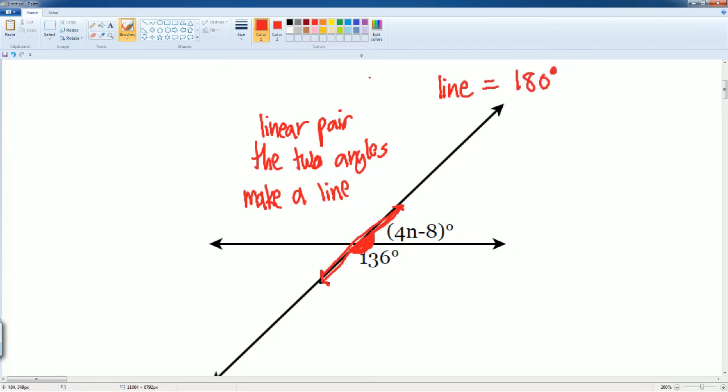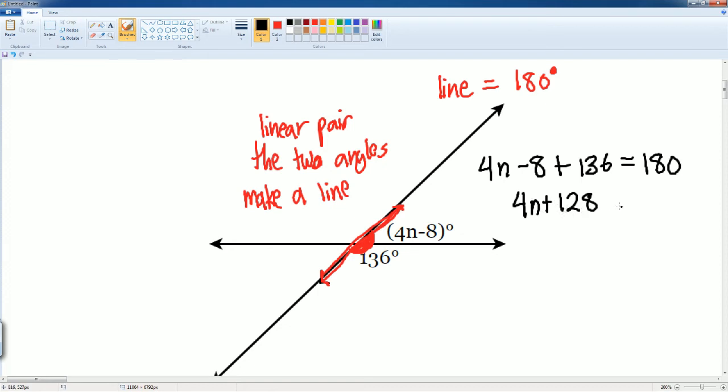This is the reason why I set up my equation. For n minus 8 plus 136 is equal to 180 because they add up to make a line, which is 180 degrees. So let's combine some like terms. We have the 136 minus 8. That gets us 122 here. Bring everything down. We get 4n plus 128 equals 180.